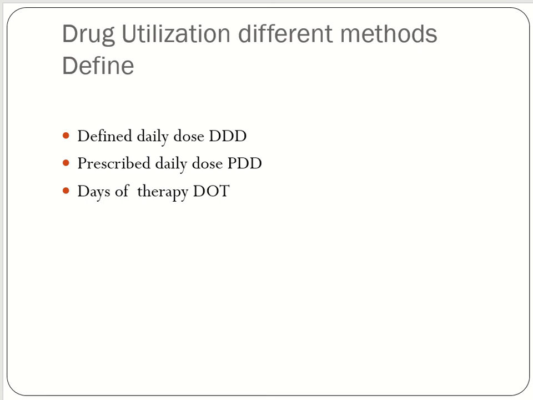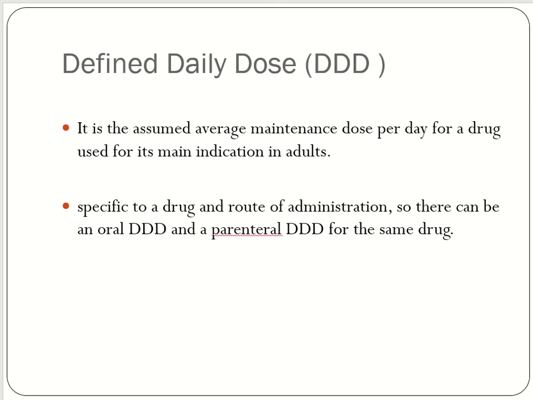There are types of measuring drug utilization. There is the defined daily dose (DDD), the prescribed daily dose (PDD), and the days of therapy. The defined daily dose is the assumed average maintenance dose per day for a drug used for its main indication in adults, specific to a drug and route of administration. So there can be an oral DDD and a parenteral DDD for the same drug.